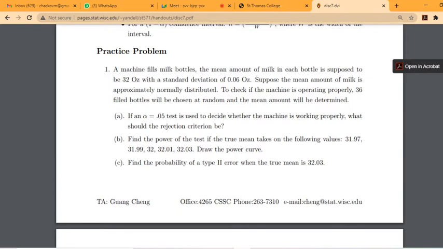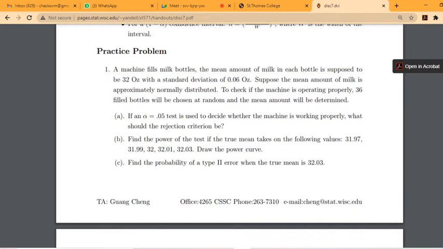Dear students, today we are discussing some problems on hypothesis testing. So the first problem is: a machine fills milk bottles. The mean amount of milk in each bottle is supposed to be 32 oz with a standard deviation of 0.06 oz. Suppose the mean amount of milk is approximately normally distributed. To check the machine is operating properly, 36 filled bottles will be chosen at random and the mean amount will be determined.